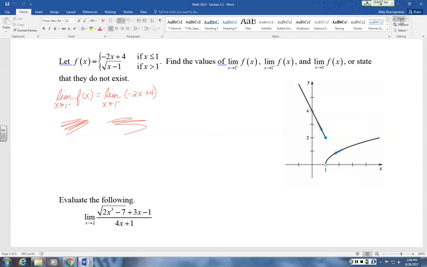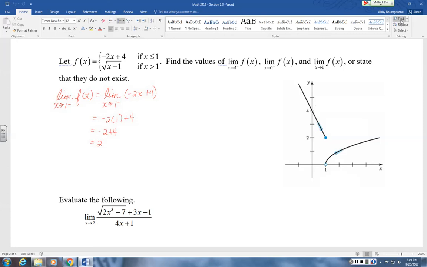Now that you have done the hard part and actually selected which one of these to use, the next thing you do is just evaluate. So at this point you toss out the fact that it's from the left, because the from the left just tells you which equation to use, and then you take the number and you evaluate. So you plug it in. So the limit of f of x as x approaches 1 from the left is 2.